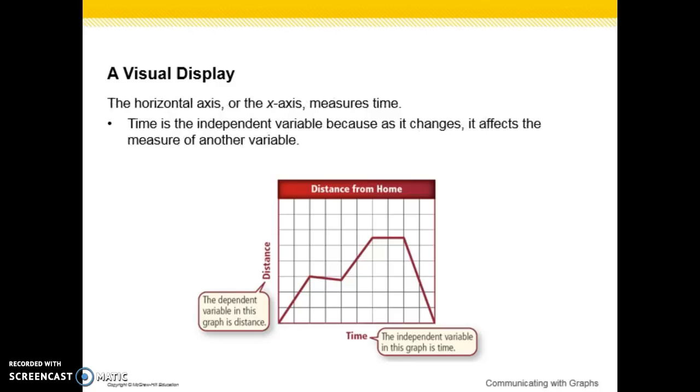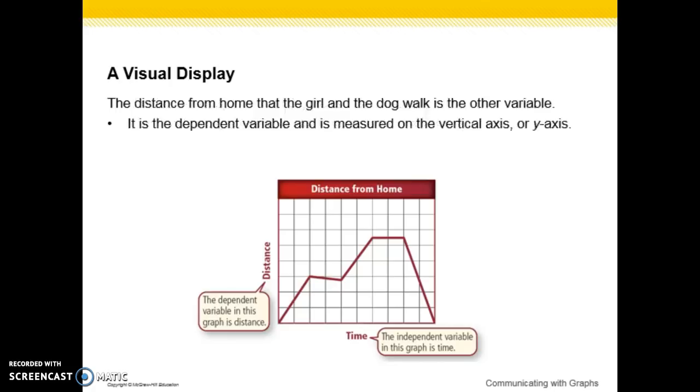The horizontal axis or the x-axis measures time. Time is the independent variable because as it changes, it affects the measure of another variable. The distance from home that a girl and the dog walk is the other variable. It is the dependent variable, and it's what's measured on the vertical axis or the y-axis. Another way to remember that is when we do an experiment, what are we measuring or what are we wanting to find out? The y. So the y is over here on the left where your dependent variable goes.